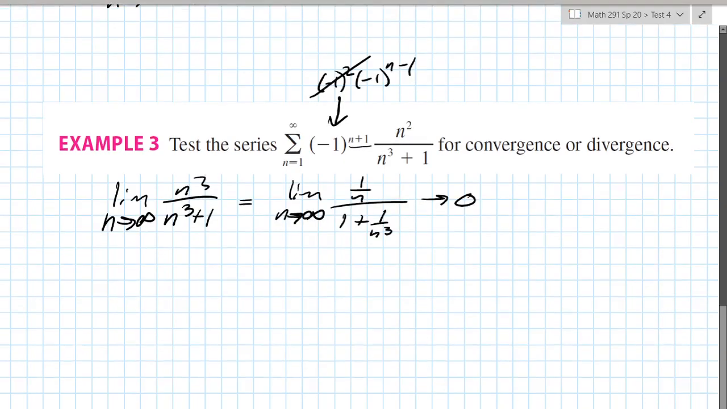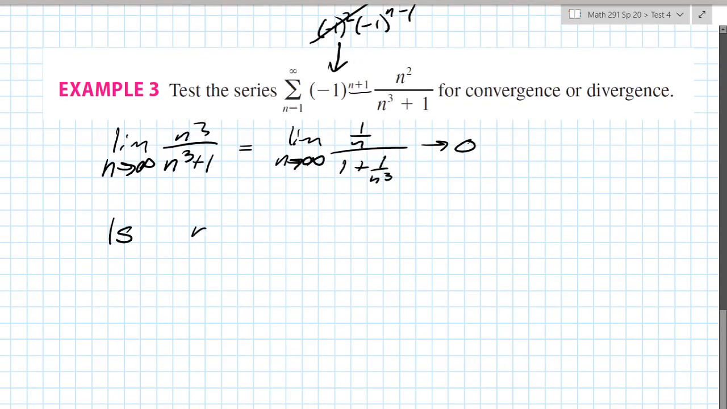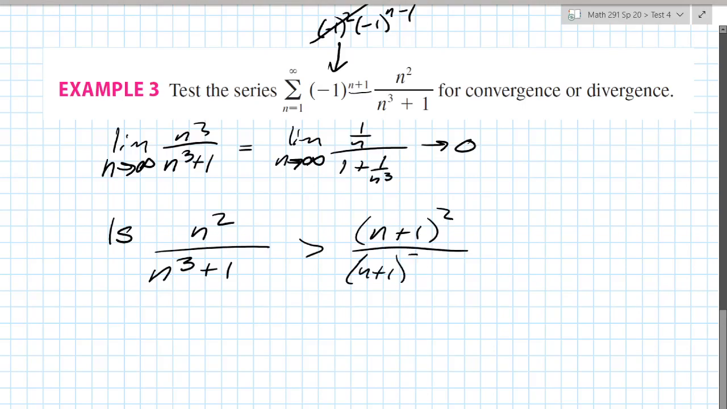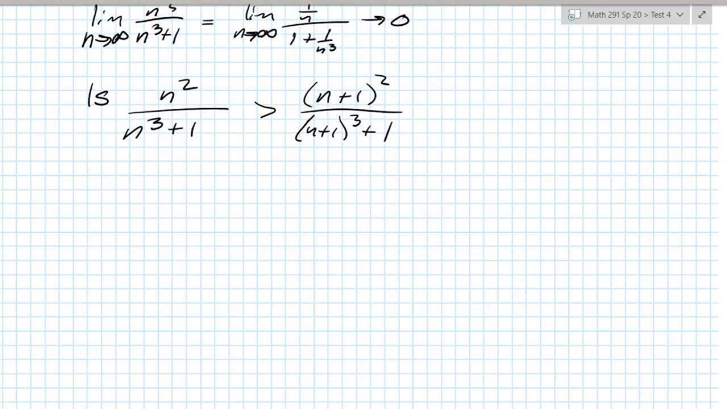And what about condition 1? Is n squared over n cubed plus 1 greater than n plus 1 squared over n plus 1 cubed plus 1? So we can try to solve this. We can proceed to clear the fractions and try to collect like terms and determine whether or not we end up with a true statement, but it's pretty long and tedious.